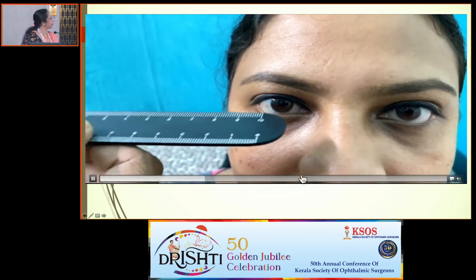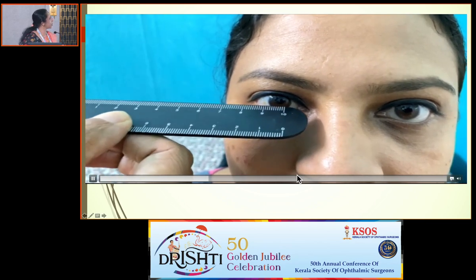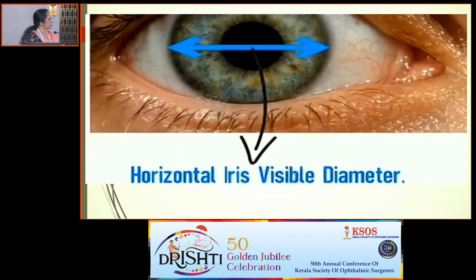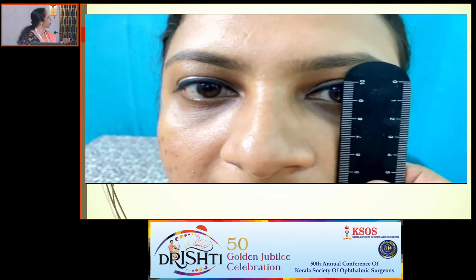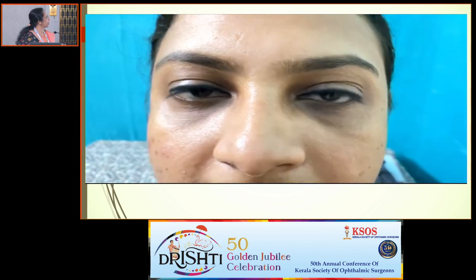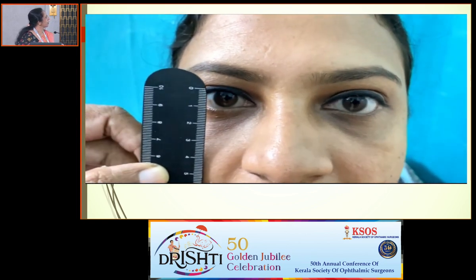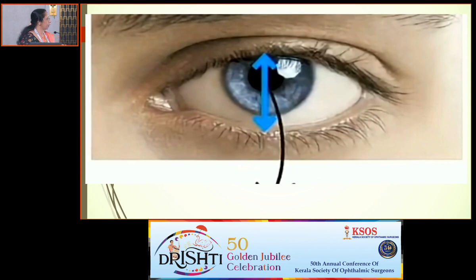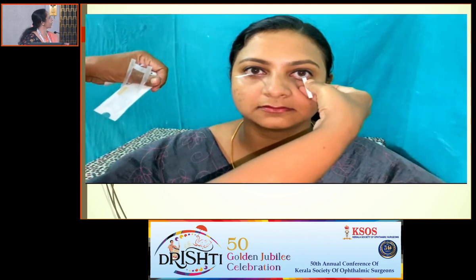Now for the measurements. The first is the horizontal visible iris diameter, with the patient in the primary gaze. It is measured either with a caliper or a millimeter scale. The palpebral fissure height has to be measured. If there is an increase in the palpebral fissure height, a larger contact lens has to be ordered. Horizontal visible iris diameter plus 2 millimeters will be your total diameter of the lens.